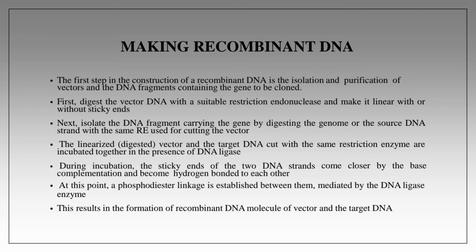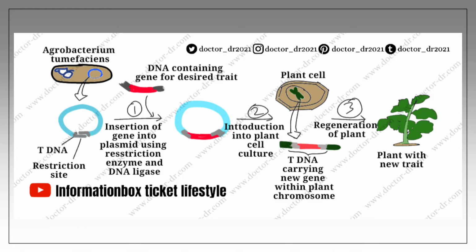The linearized digested vector and the target DNA cut with the same restriction enzymes are incubated together in the presence of DNA ligase. During incubation, the sticky ends of the two DNA strands come together by base complementation and become hydrogen bonded to each other. At this point, a phosphodiester linkage is established between them, mediated by the DNA ligase enzyme. This results in the formation of recombinant DNA molecule of vector and the target DNA. As you can see in this figure, the making of recombinant DNA.